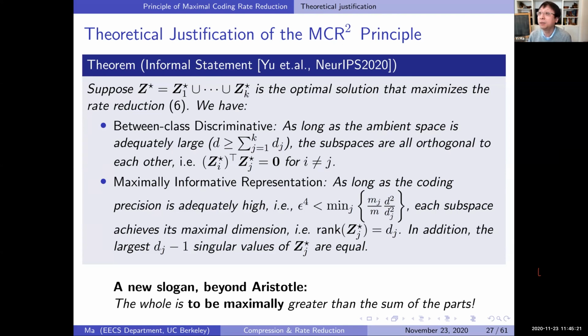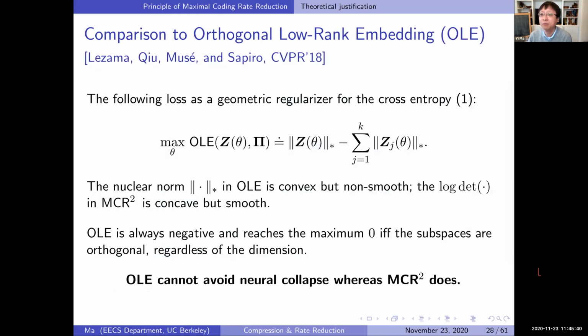So this is changing a little bit, right? Aristotle told us that the whole is greater than the sum of the parts. So here, the principle, we just change one word: the whole is to be maximally greater than the sum of the parts. That's what we want. That's what we actually gain. Why do we spend all the trouble to learn representations? We want to gain that thing. Be very, very clear about what to get.